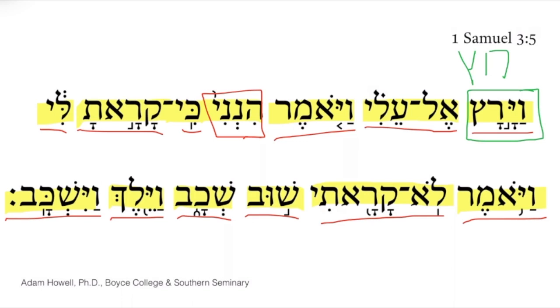With the vav consecutive, it continues the narrative in temporal succession here. Samuel heard the call in the previous verse, and then, temporally, he ran to Eli. The theme vowel in vayarots is a qamets hatuf. You may have heard that in the pronunciation.